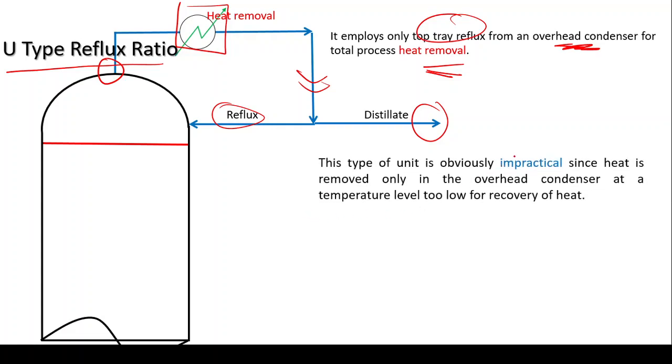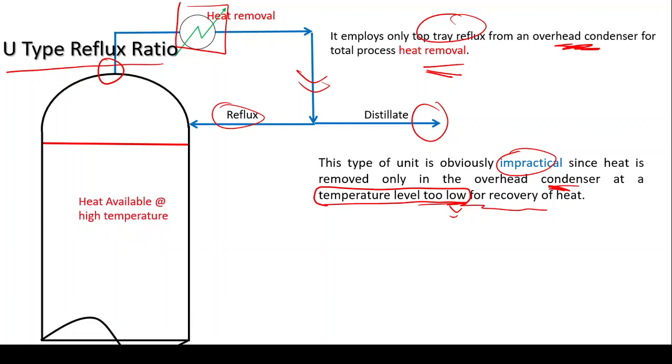This type of unit is obviously impractical, since heat is removed only in the overhead condenser at a temperature level too low for the recovery of heat. The temperature level is too low, because we know that the temperature at the top of the distillation column is the lowest. At very low temperature you can recover only partial heat, not complete heat recovery. Heat available in this section is at high temperature, heat available in this section is at low temperature, so only very partial heat removal is possible.